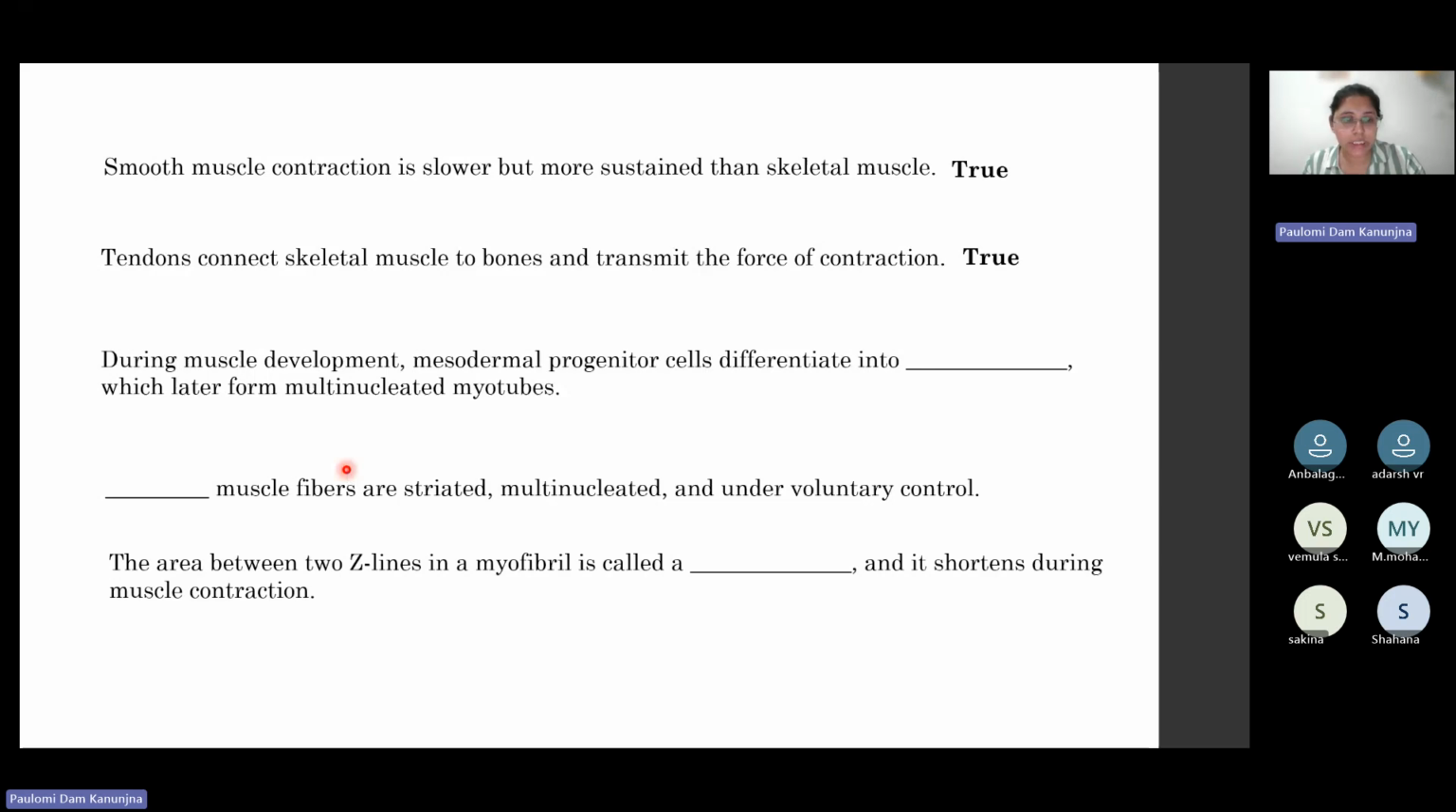So which muscle type? The second question is about, you need to answer me in terms of the three types of muscle. Which type of muscle has been spoken about? Characteristics are striated, multinucleated, and under voluntary control. So voluntary and striated. The three options: skeletal, cardiac, and smooth muscle. Which option is this?